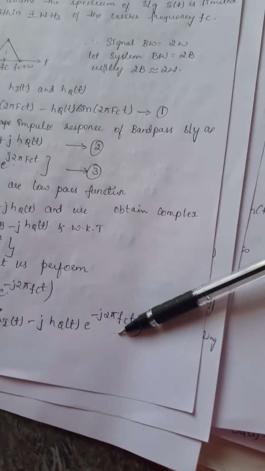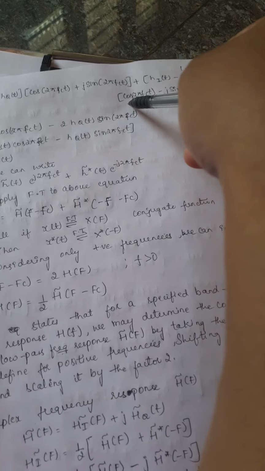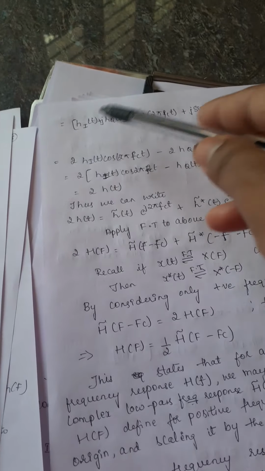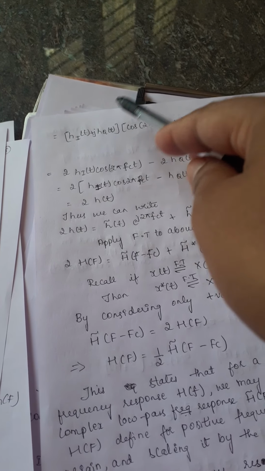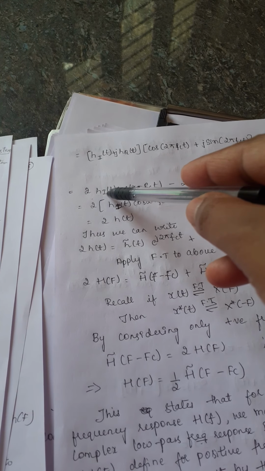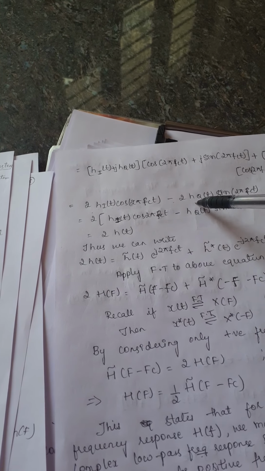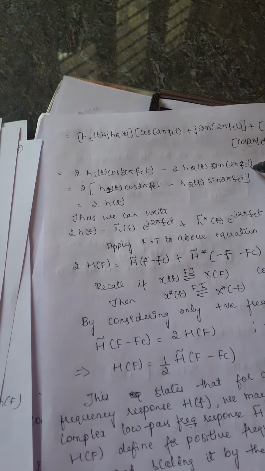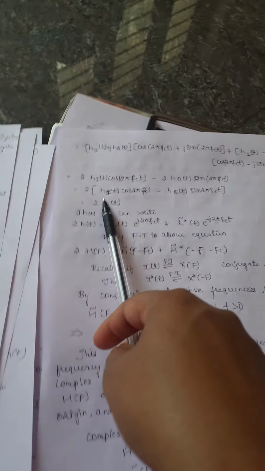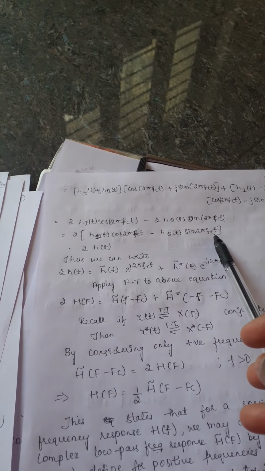Here also we can split: e to the power of minus j 2 pi fct can be written as cos 2 pi fct minus j sin 2 pi fct. And if we multiply and add the signal, we will get 2 times, that is 2 hI of t into cos 2 pi fct minus 2 hQ of t into sin 2 pi fct, where if we take 2 as common, the remaining terms are hI of t into cos 2 pi fct minus hQ of t into sin 2 pi fct.